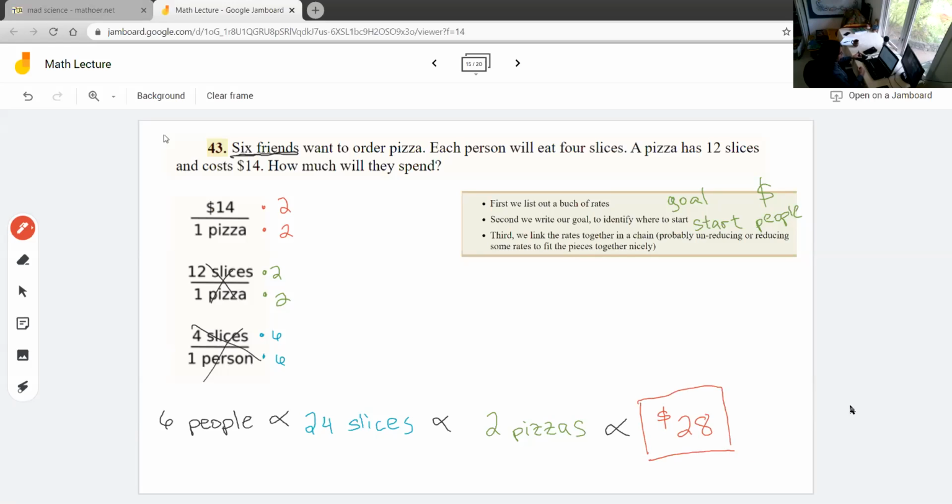And again, if your brain is now thinking, this kind of makes sense, but this is not how I would do it, that's fine. We will learn a better way to do this.